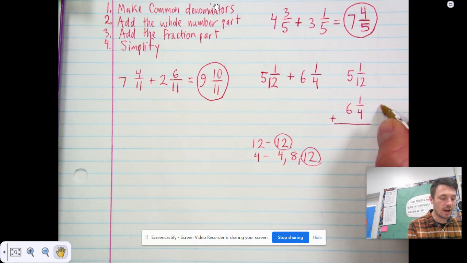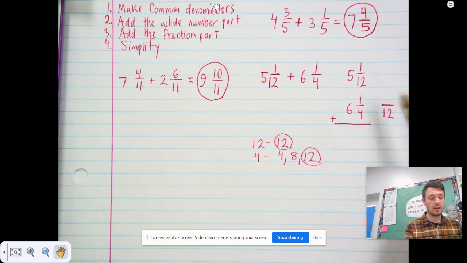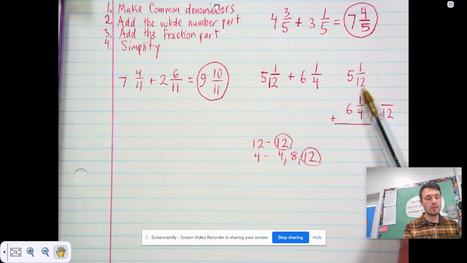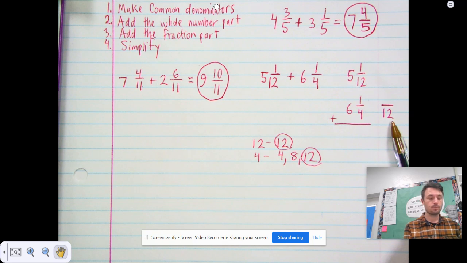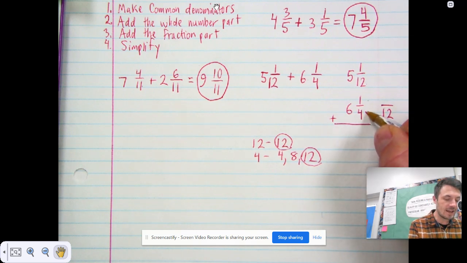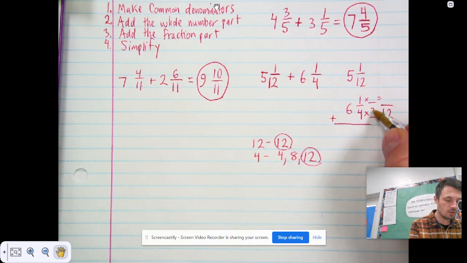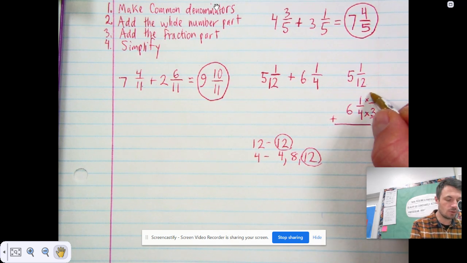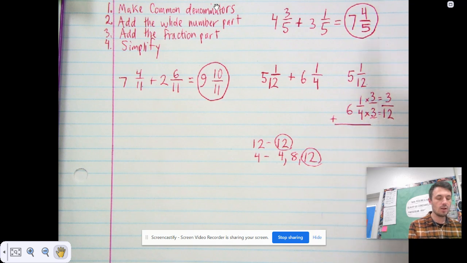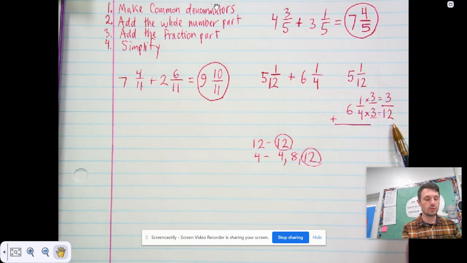So now we make new fractions off to the side. We don't actually have to make a new fraction for 1/12 because it already has 12 as a denominator, but we do have to make an equivalent fraction to 1/4 with 12 as its denominator. And we're going to make sure it's equivalent to 1/4 by multiplying the same thing by the top that we multiply by the bottom. So we just have to think, what times 4 equals 12? That's 3. Whatever we do to the bottom, we have to do to the top. 1 times 3 equals 3. So now 3/12 is an equivalent fraction to 1/4, but it's a like fraction with 1/12.